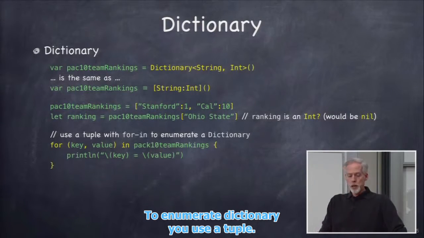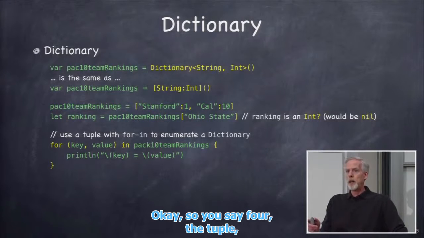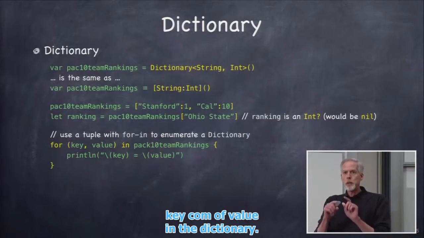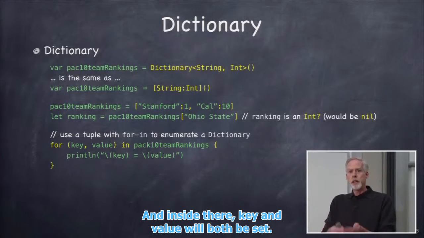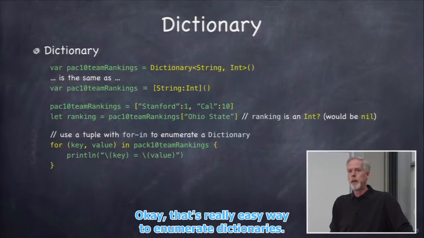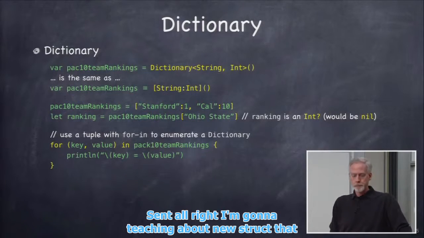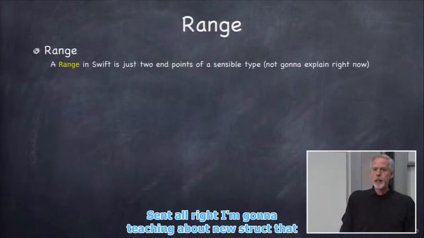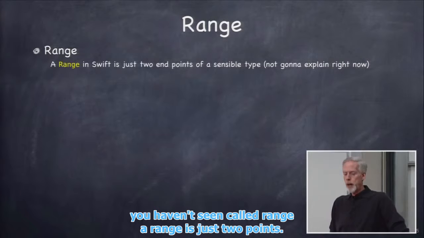To enumerate a dictionary, you use a tuple. So you say for the tuple key, comma, value, in the dictionary, and then inside there, key and value will both be set. So that's a really easy way to enumerate dictionaries. Make sense? All right, I'm going to teach you about a new struct that you haven't seen called range.